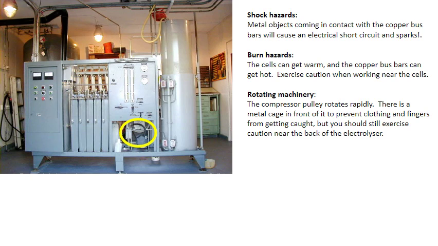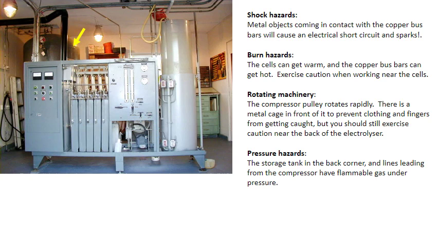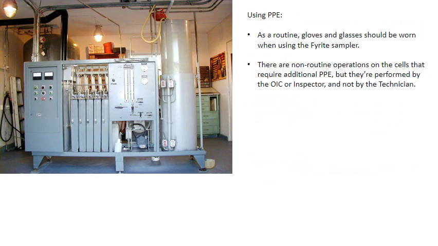There are rotating machinery hazards. The compressor pulley rotates rapidly. There is a metal cage in front of it to prevent clothing and fingers from getting caught, but you should still exercise caution near the back of the electrolyzer. There are pressure hazards. The storage tank in the back corner and lines leading from the compressor have flammable gas under pressure.